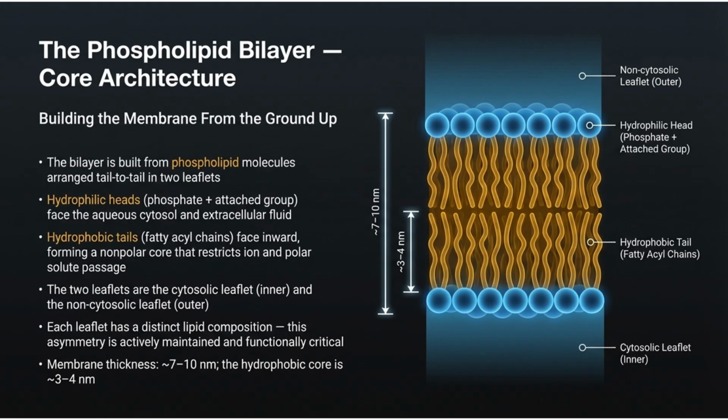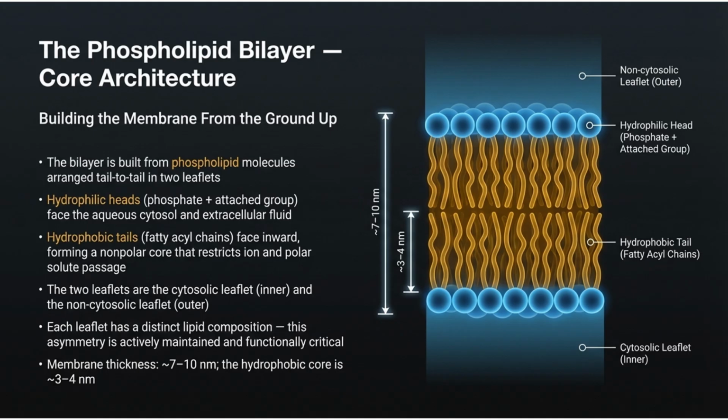What emerges from this arrangement is a remarkably selective barrier. Ions and polar molecules cannot pass through the hydrophobic core without the help of specialized transport proteins. Fat-soluble molecules, by contrast, can dissolve into the core and cross relatively freely. The bilayer is approximately 7 to 10 nanometers thick in total, with the hydrophobic core accounting for roughly 3 to 4 nanometers of that.